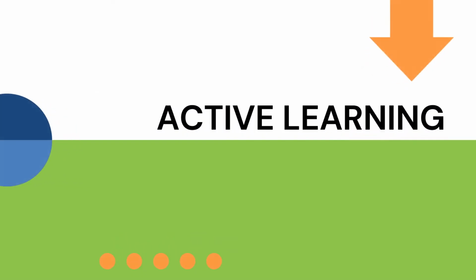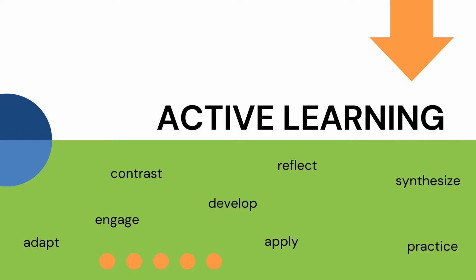What is active learning anyway? Growing up, we probably all experienced traditional classroom learning where we sat quietly and listened, and maybe one or two people answered a question here or there. That's passive learning. In contrast, active learning lets everyone participate by engaging with the material, practicing critical thinking, and synthesizing or applying the information. Do some of these words look familiar?